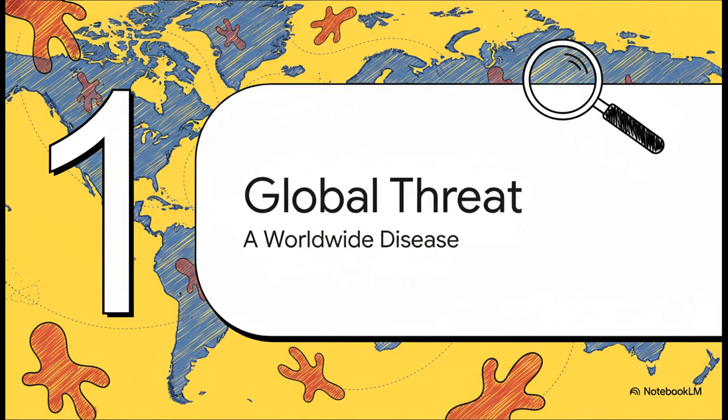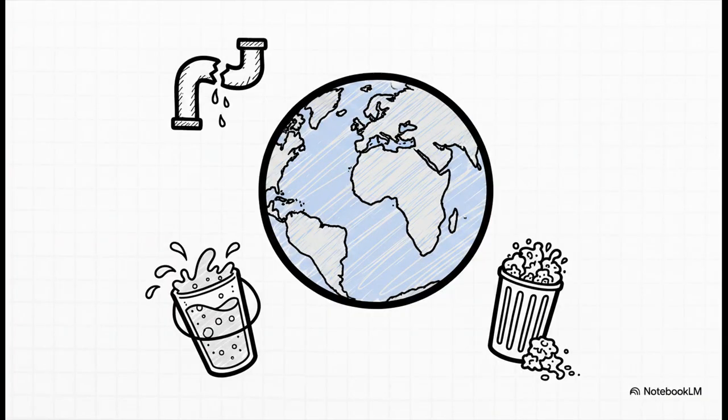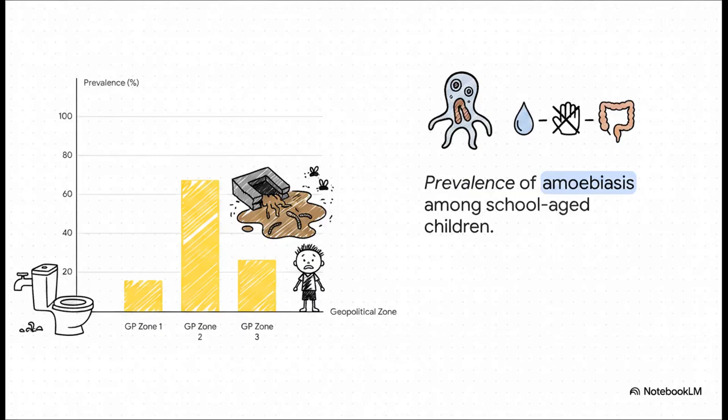Section 1. A deadly global threat. The sheer reach of Entamoeba histolytica makes it a massive global health crisis. We're talking about roughly 50 million cases of colitis or extraintestinal disease worldwide. It thrives particularly in tropical countries with warm climates. In these areas, things like contaminated water, poor waste management, and faulty drainage systems basically create the perfect storm for transmission.